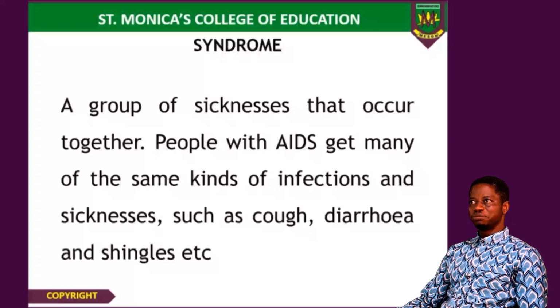Then a syndrome simply means there are sicknesses that occur together. A person with HIV, a person with AIDS, gets many of the same kinds of infections and diseases such as cough, diarrhea, and shingles. The same person. Severe headache. All these are found in one human being. So when you are experiencing a collection of different types of diseases, it is known as what? A syndrome.